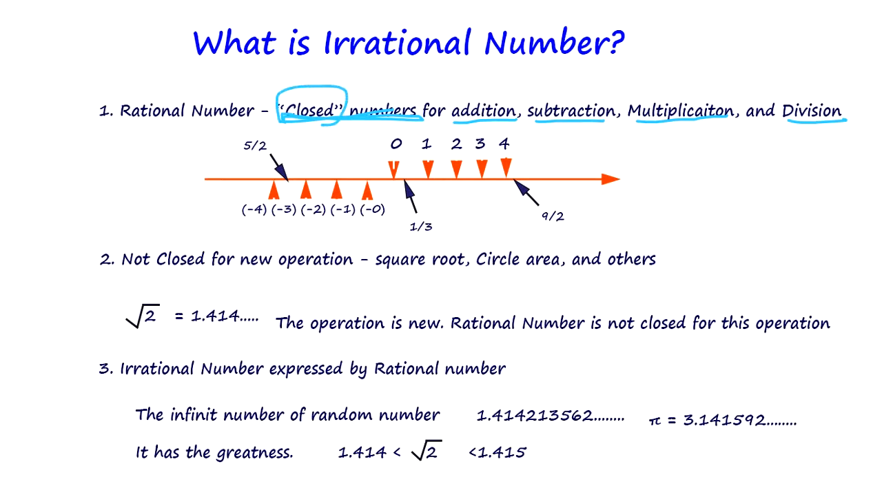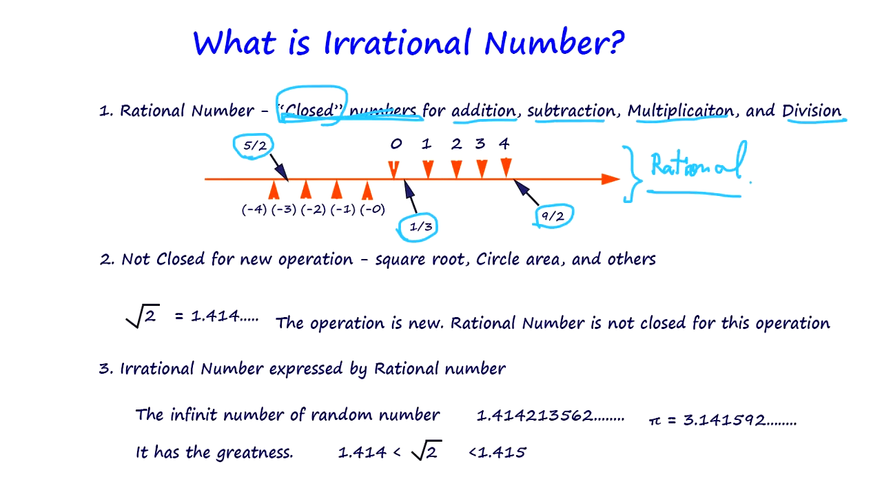Okay, on the number line, we have all the ratios of integers. That's basically division of integers, and the other operations, multiplication, addition, subtraction, all produce rational numbers. So that's why it's called rational number. Then what is the irrational number?